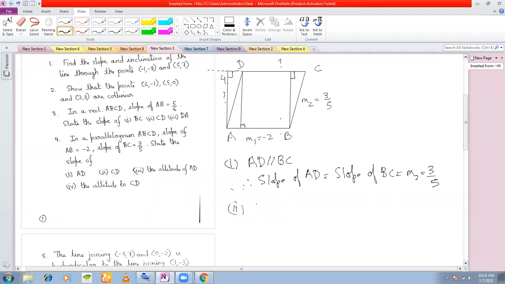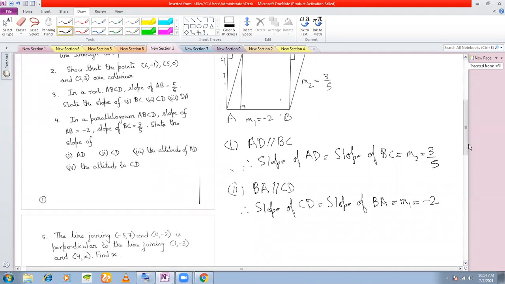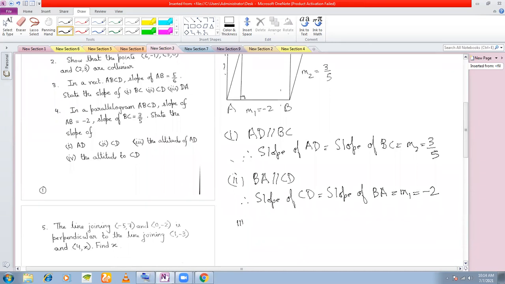Second question, slope of CD. BA is parallel to CD, right? Therefore, slope of CD is equal to slope of BA is equal to M1 is equal to -2, right? So that answers your second question.